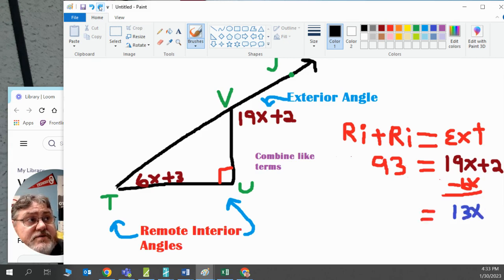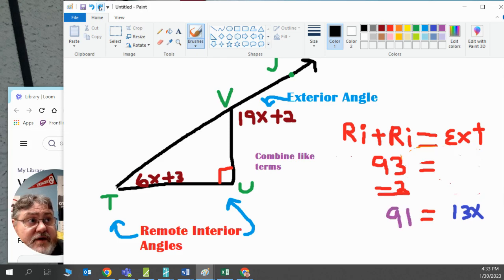Now, because I chose to move the variables to the right side over the equal sign, I must move the numbers the opposite direction. So I have a positive 2. Its opposite is minus 2. So I subtract 2, and I must subtract 93 minus 2. 93 minus 2 is 91. Therefore, I'm left with 91 equals 13x.